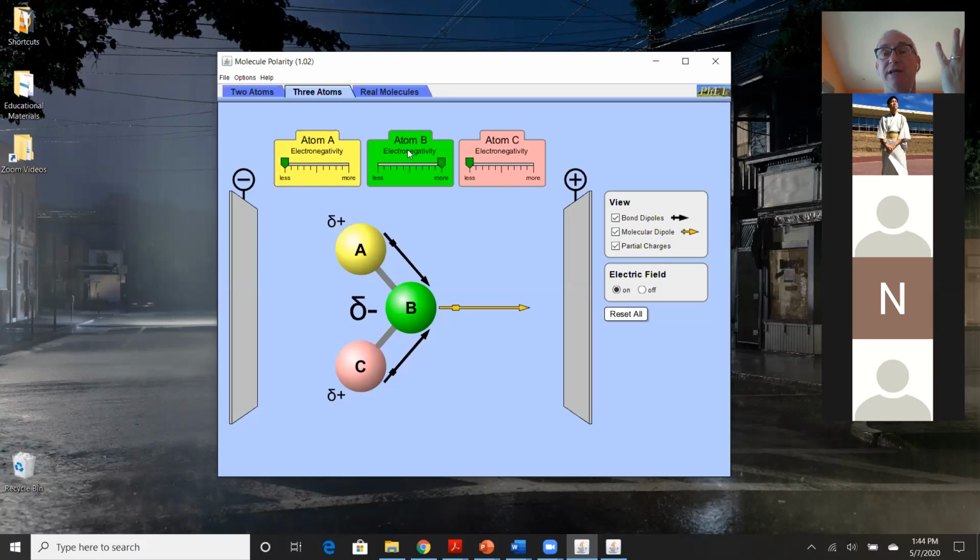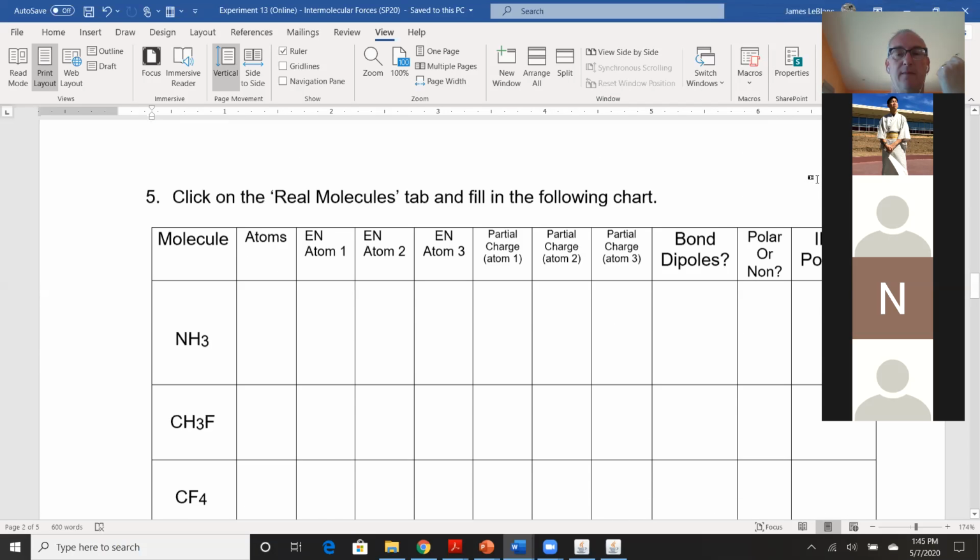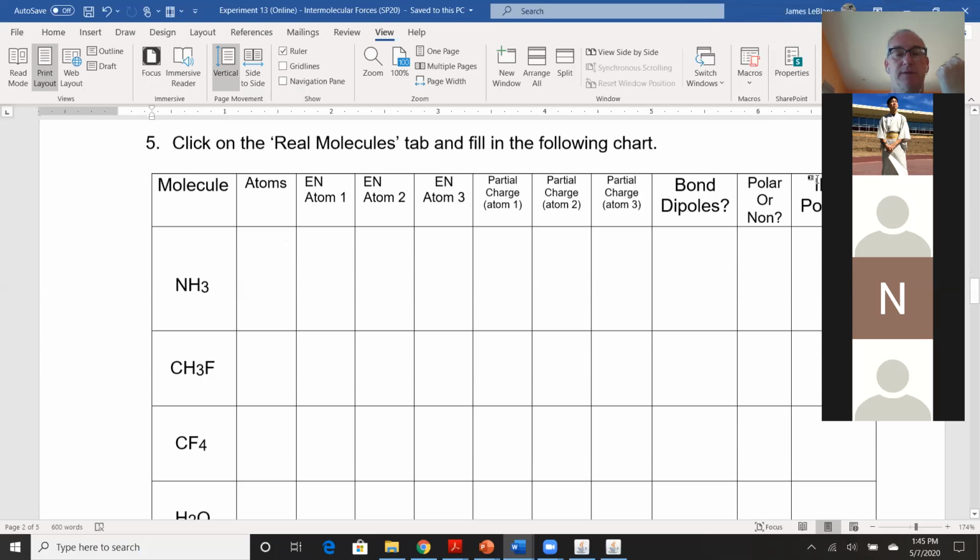Basically, what I can do is go through the real molecules, and then you can write down the table. Does that sound fair? Because I wanted you to fill out this table when you looked at the real molecules tab.